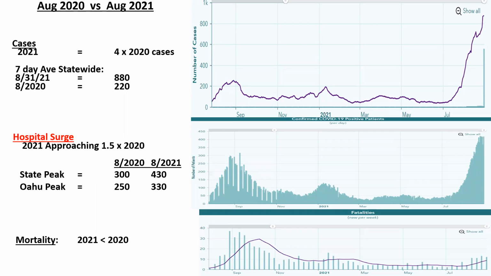But this is as of last Friday. So each bar is 1 week of mortality. We'll talk more about mortality in a future slide. Next slide, please.